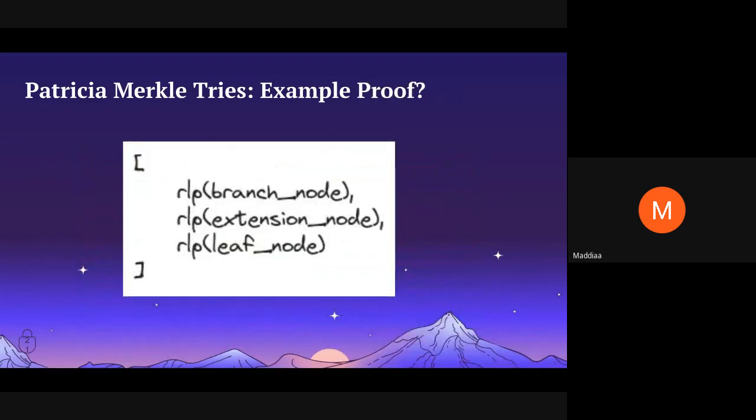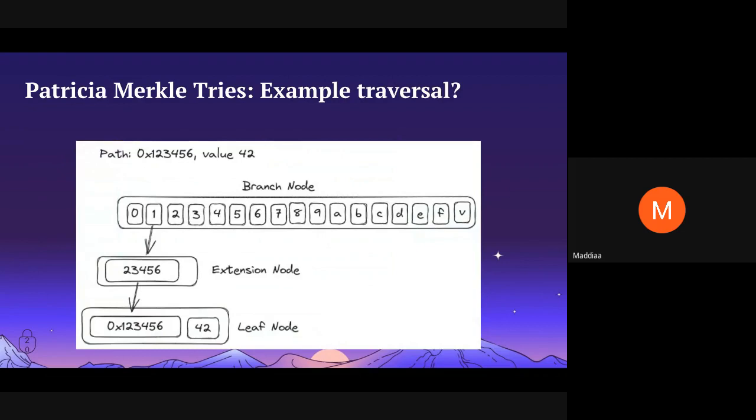And what does the proof of this look like? As the depth of the tree is only 3, I only have 3 values in my proof. And the proof is going to be the RLP encoding of the data in each node. So for the leaf node, it will be the RLP encoding of the key with the value itself. And then on the extension node, it's going to be the RLP encoding of the extension with the hash of the child's tree.